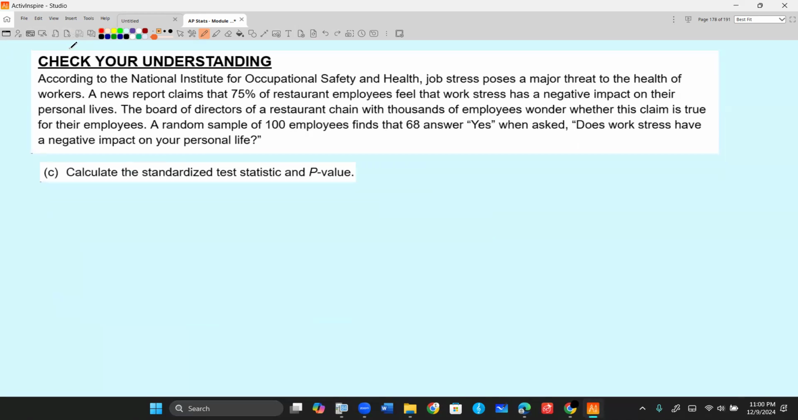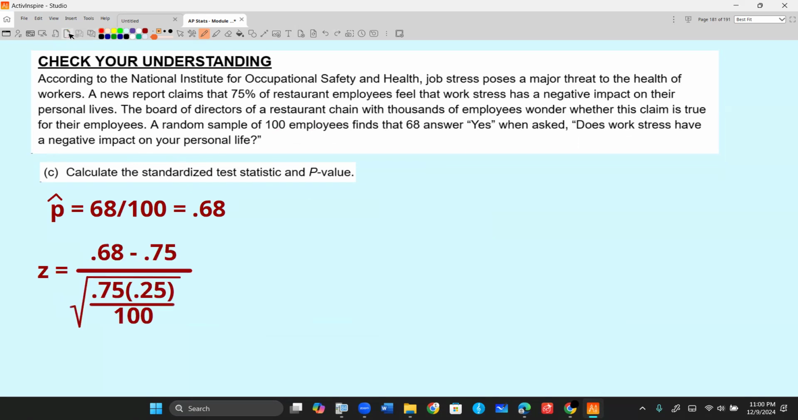Now we can calculate our standardized test statistic, our z-score. So our sample proportion is what we need to be able to do this. So that's 0.68, 68 out of 100. And our z-score is going to be 0.68 minus 0.75 over the square root of 0.75 times 0.25 over 100. That's going to be that same test statistic that we use for all of these one proportion tests. All right, when you calculate that out, you get negative 1.617.